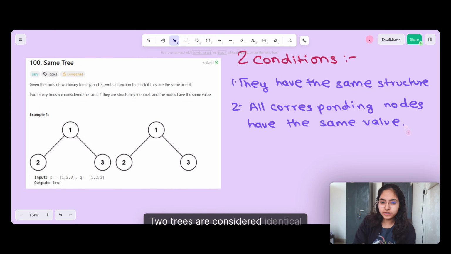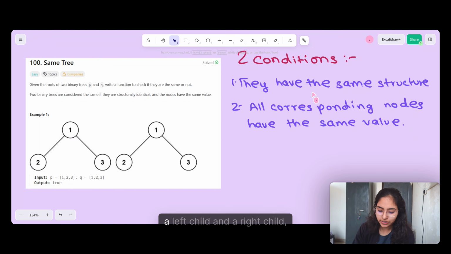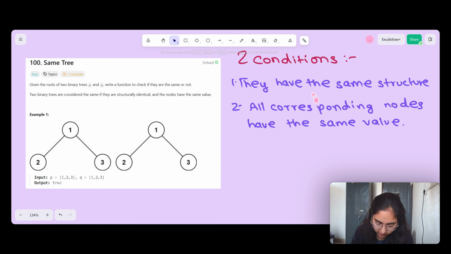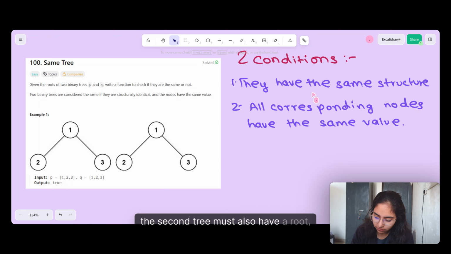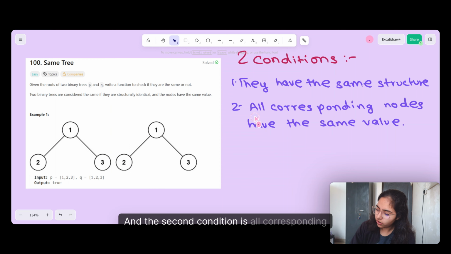Two trees are considered identical if both of these conditions hold. The first is they have the same structure. For example, if the first tree has a root, a left child, and a right child, the second tree must also have a root, a left child, and a right child. If one tree has a node that the other one doesn't, they are not the same tree.